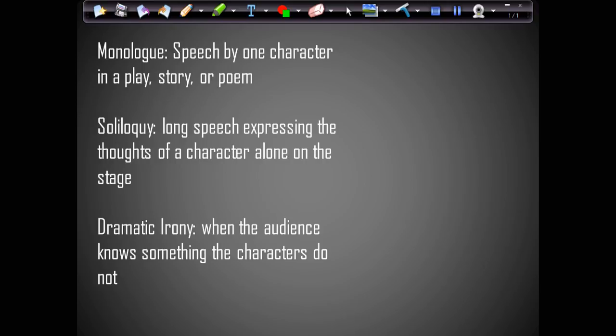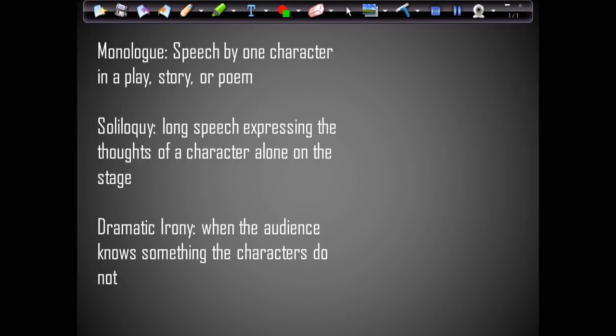The next word is soliloquy. A soliloquy is a long speech expressing the thoughts of a character alone on the stage. That means that only the character that is talking and the audience know what they are saying. There are no other characters on stage, or if they are on stage, they are completely away from that character.